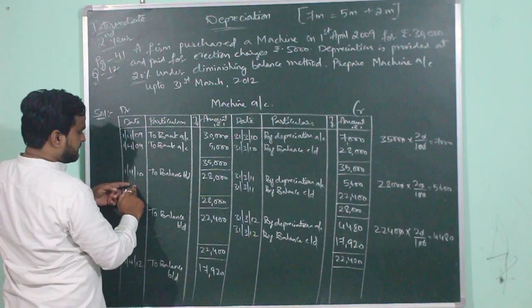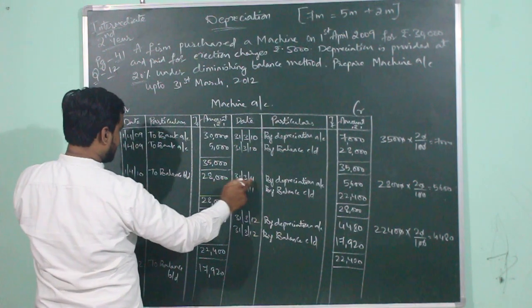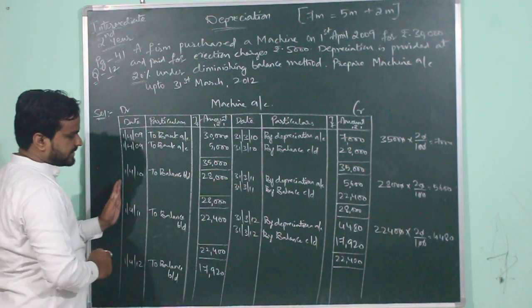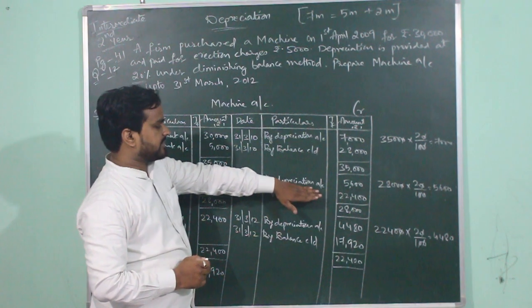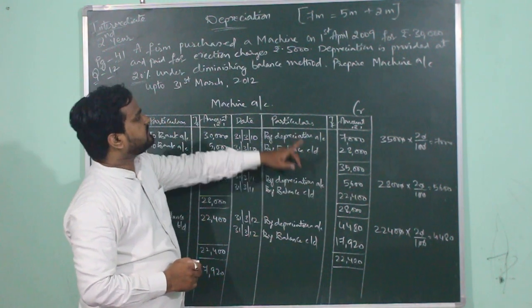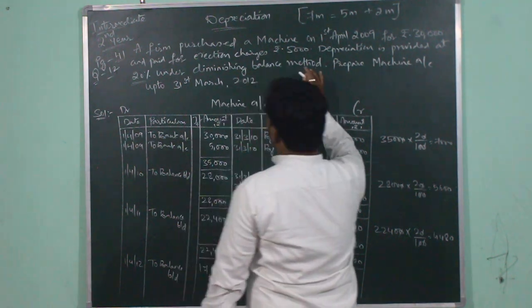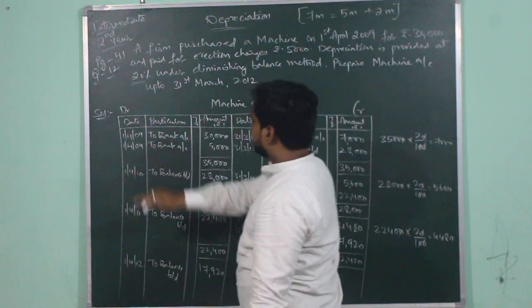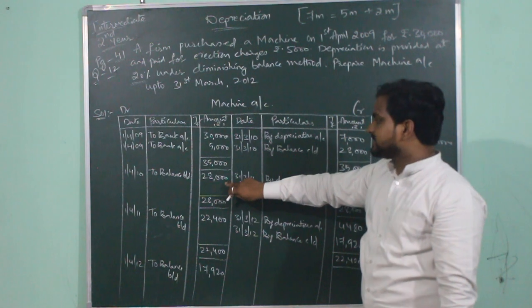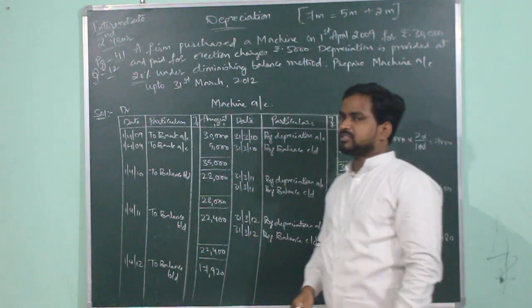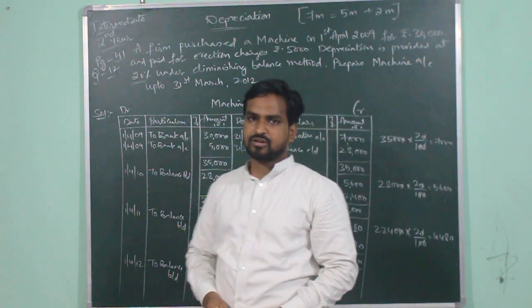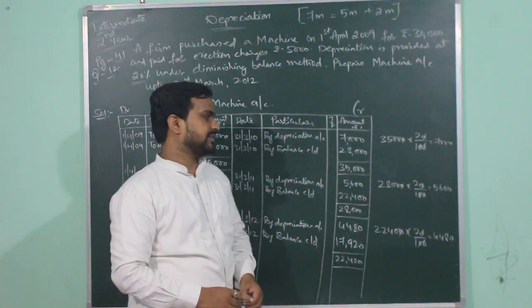Now this financial year will end on 31st March 2011, where the business firm will again provide depreciation on the machinery. So it will be written as by depreciation account, as the business firm is following diminishing balance method. This time the rate of depreciation, 20%, will be calculated on 28,000, because under diminishing balance method the rate of depreciation is always calculated on the book value of the asset.